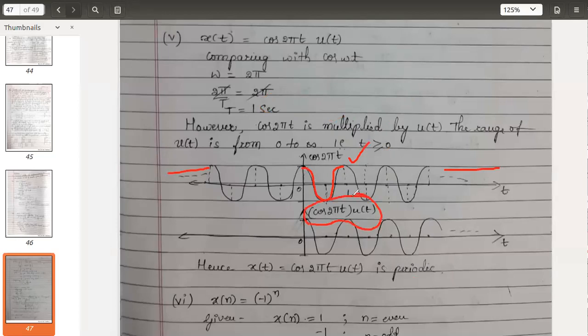But if you ask whether this multiplied answer is periodic? No, it is not periodic. Please change it. It is an aperiodic signal. Fine.